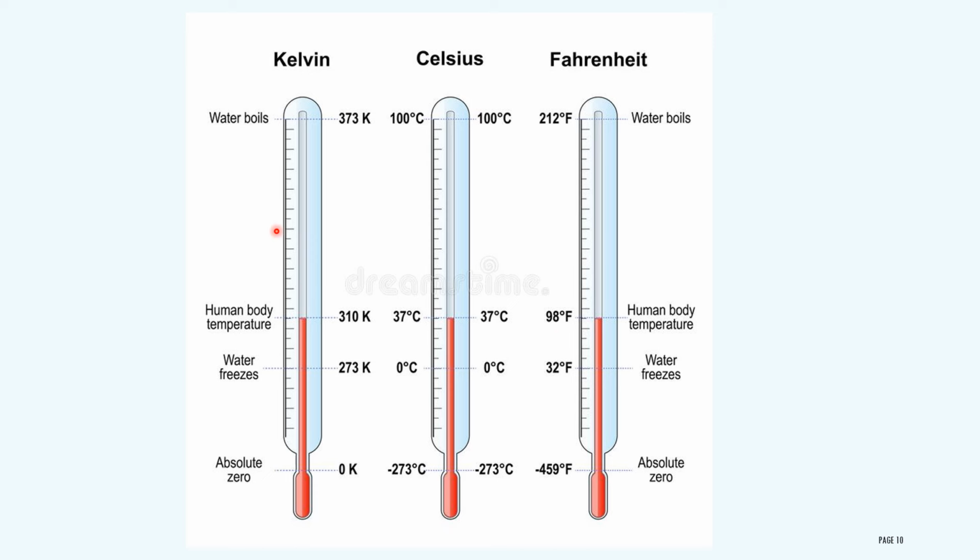Between these 2 points, the freezing point of water and the boiling point of water, on the Kelvin scale you are having 100 equal divisions. Then on the Celsius scale also, between the freezing point of water and the boiling point of water, you are having 100 equal divisions, but in the case of the Fahrenheit scale, between the freezing point of water and the boiling point of water you are having 180 equal divisions.